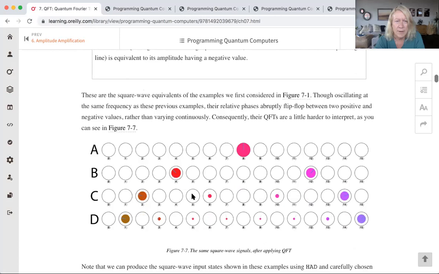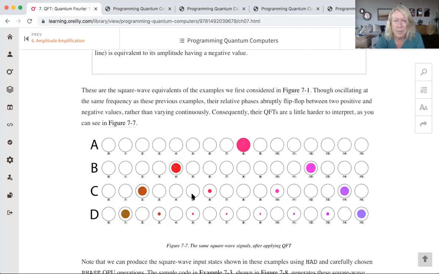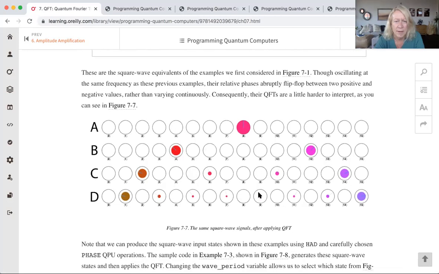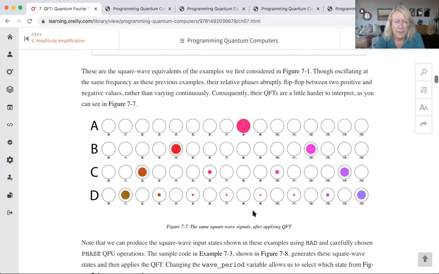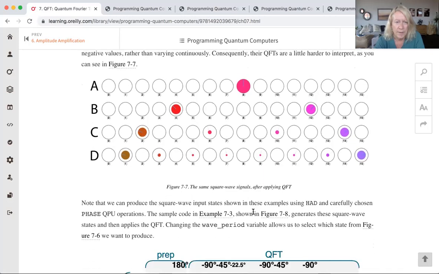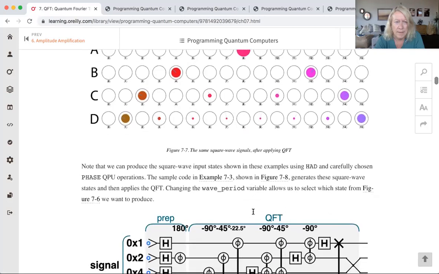And then they tell us here that they are the square wave equivalents of the example that we first started with. And they're oscillating at the same frequency, the relative phases flip-flop between positive and negative rather than varying continuously. And they tell us that the result is going to look like this. So it's flip-flopping positive and negative through an oscillation. And the result is not as clear. All right, and so they're calling this square wave input.